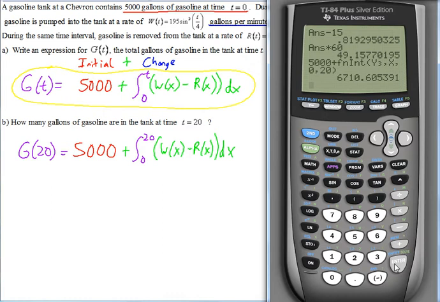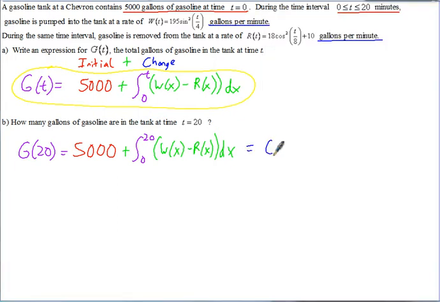Now here we're talking about gasoline, so you can have decimal parts. So notice it doesn't say round either, so 6,710.605. And the units here, it kind of gives it to you right here, but it is in gallons. As this was in gallons per hour, remember we integrated its gallons, added it to 5,000 gallons, the initial amount.